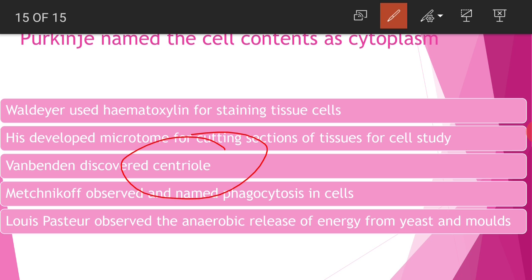So, cells, in order to exhibit cell division, centrioles should be present. And the neurons, they don't contain centrioles. As a result, neurons do not exhibit cell division.